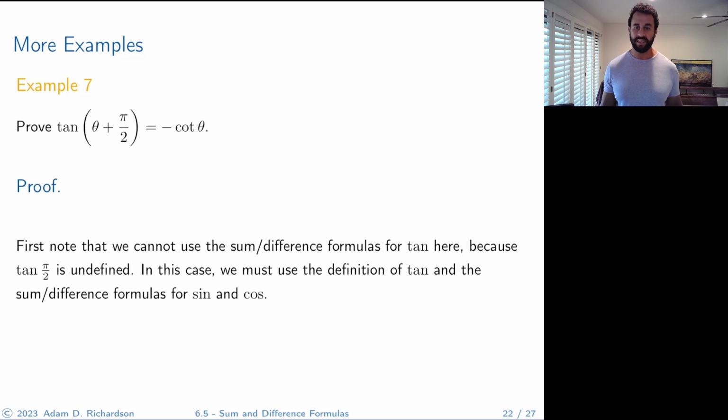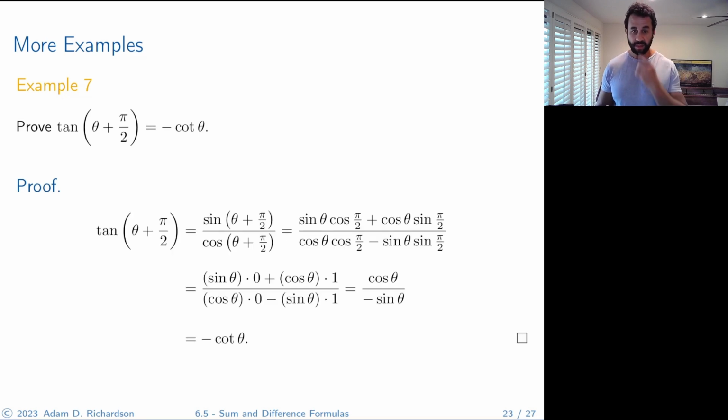And that's exactly what we're going to do. Since we can't use that tangent formula, we're just going to use the formulas for sine and cosine because they are defined everywhere. They're defined for every angle, right? So here we go. We're going to rewrite tangent of theta plus pi over 2 in terms of sines and cosines, and then just go through the algebra at that point.